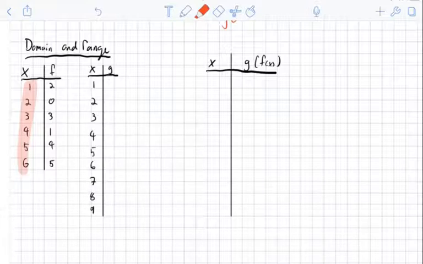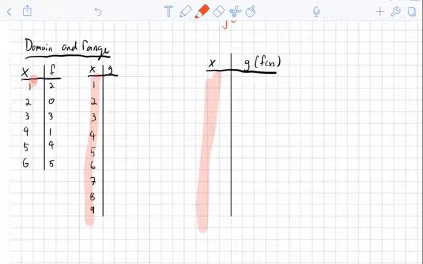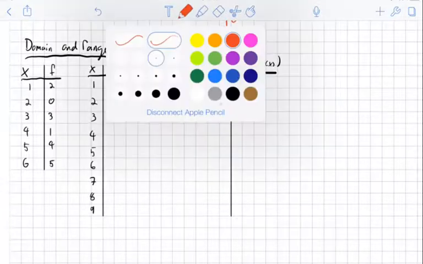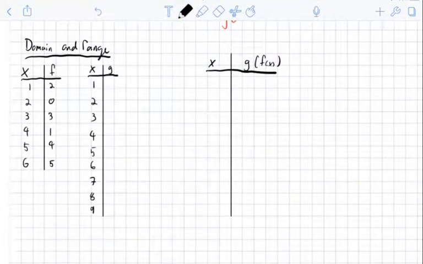And then... Wait, what happened to that column? Did I forget to write the column in? I didn't fill in this column. Okay, give me a second here. 4, 6, 2, 1, 0, 2, 11, 2, 8. All right.